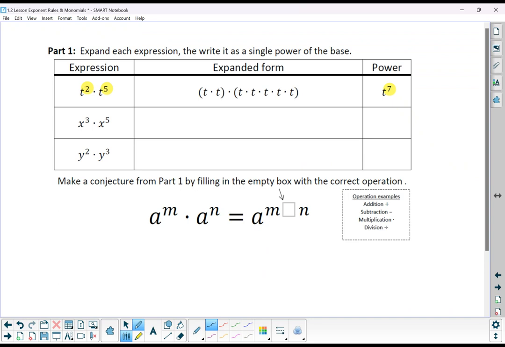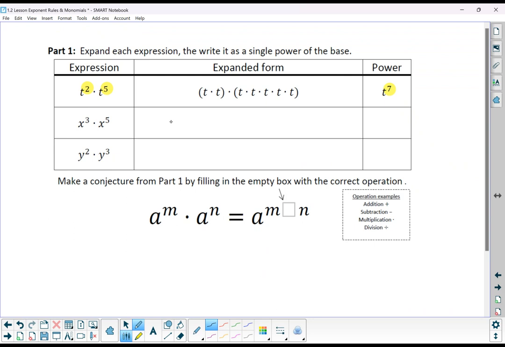So you can see this first line is completed for us. If we have t squared times t to the fifth, that means that we have two factors of t that are multiplied by another 5 factors of t. So altogether, if we expand that out, we can see that we have 7 factors of t. So we would write that as t to the 7th.